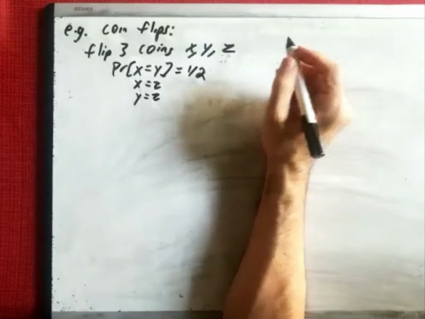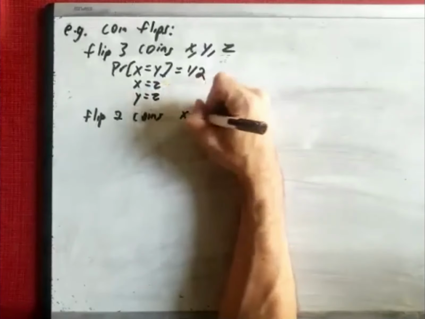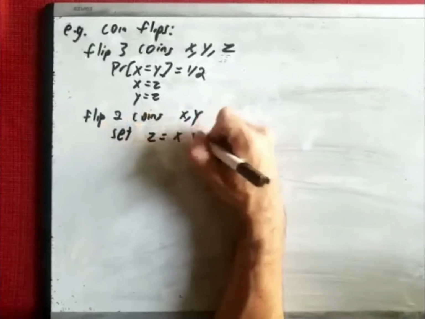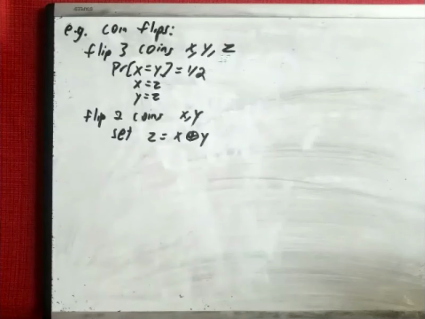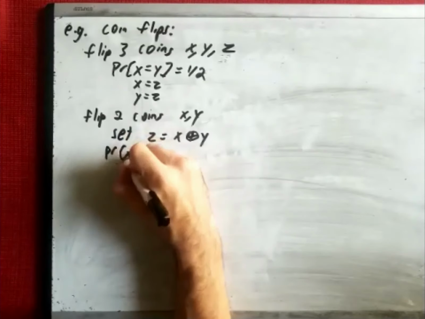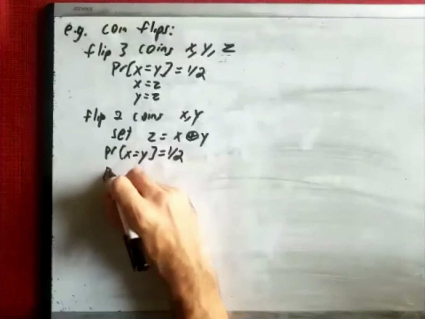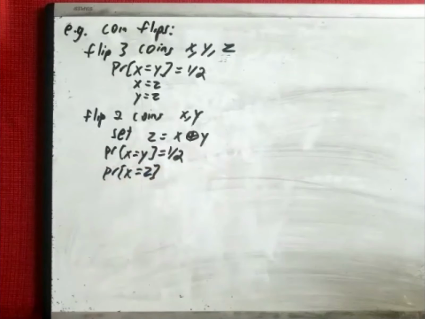But suppose I'm lazy, right? And I don't want to flip 3 coins. Suppose that I instead flip 2 coins, X and Y. And then I set Z to be the exclusive OR of X and Y. Okay? So I only flip 2 coins. And so certainly it is still true that the probability that X equals Y is equal to 1/2. But what can I say about the probability that X equals Z? Also 1/2. How come?